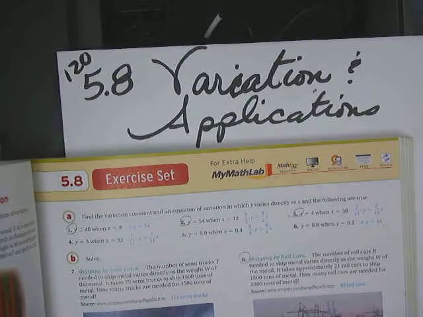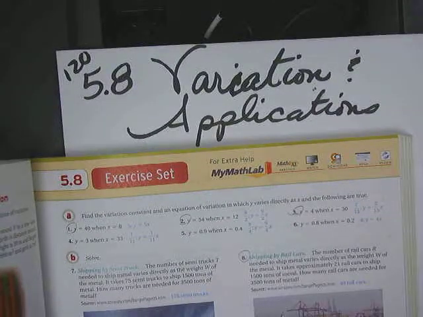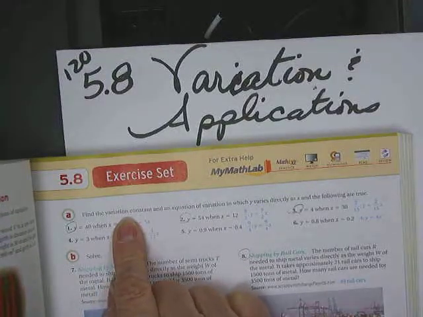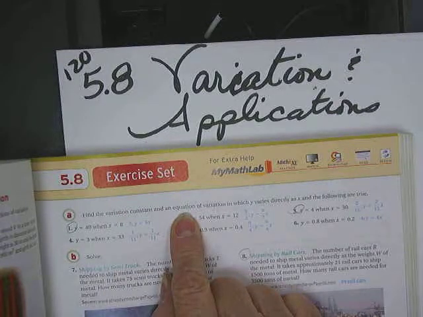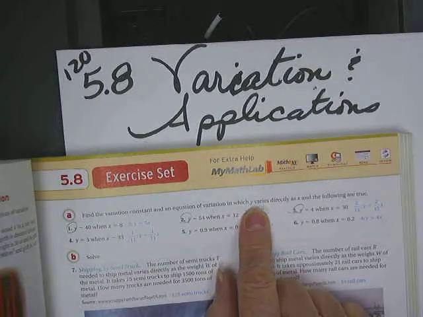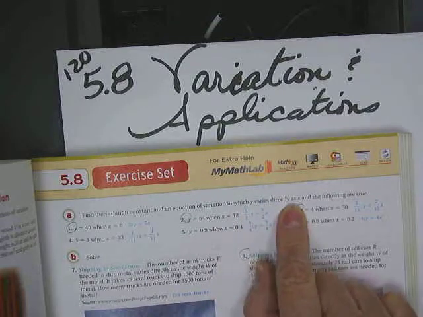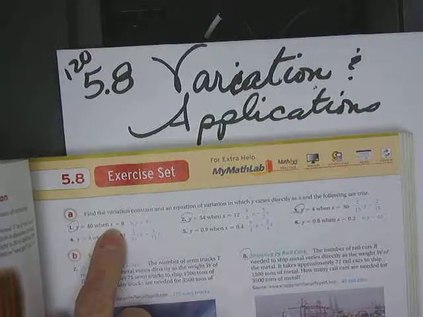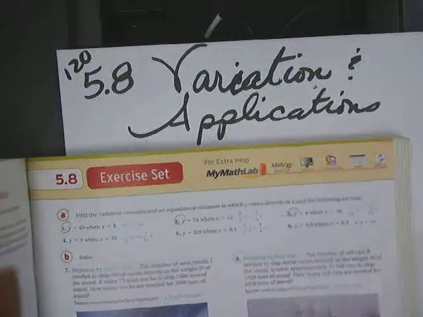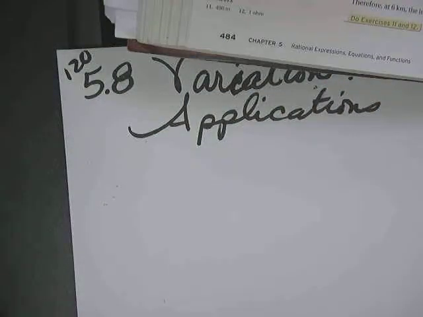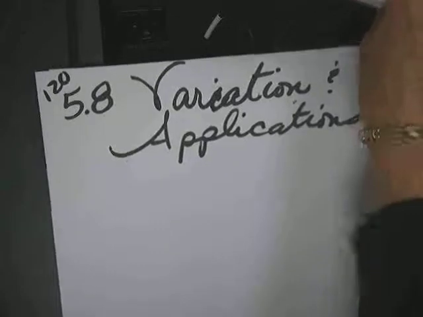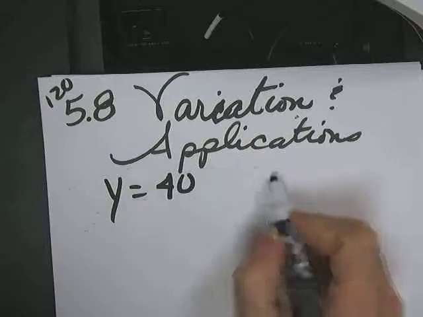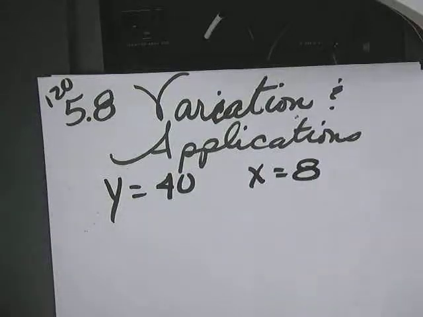You'll have problems that are worded similar to what's in the book, so we'll just look at the book here. Find the variation constant and an equation of variation in which y varies directly as x, and the following are true. If y is 40 and x is 8. Let's write it, y is 40 and x is 8.